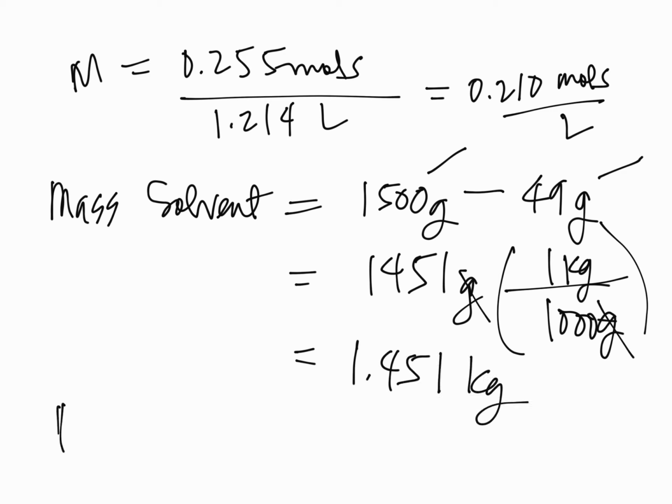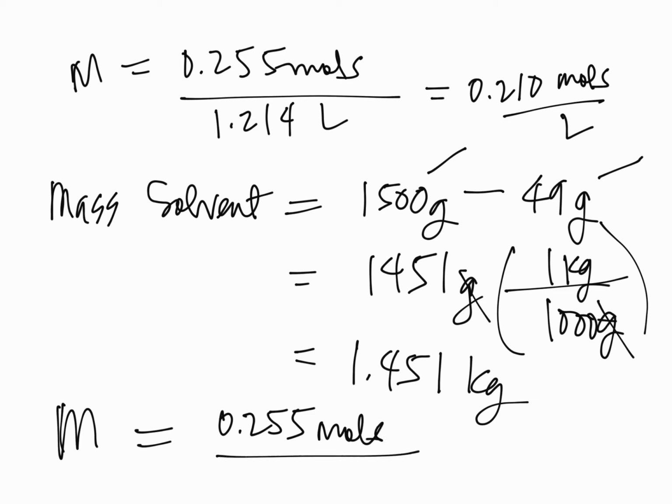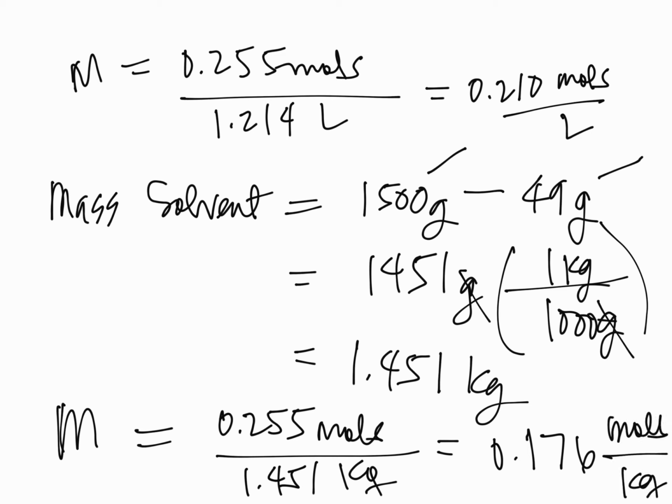Now you can get the small letter m, which is the molality. That will be 0.255 moles divided by 1.451 kilograms of the solvent. So 0.255 divided by 1.451 will be 0.176 moles per kilogram of the solvent.